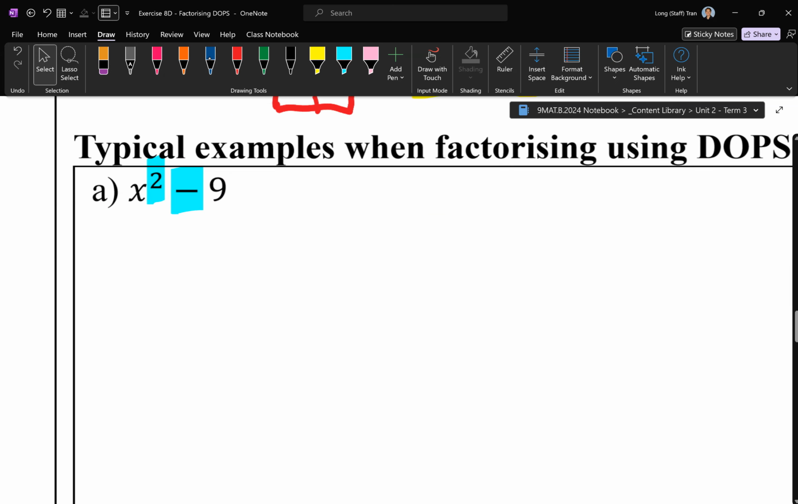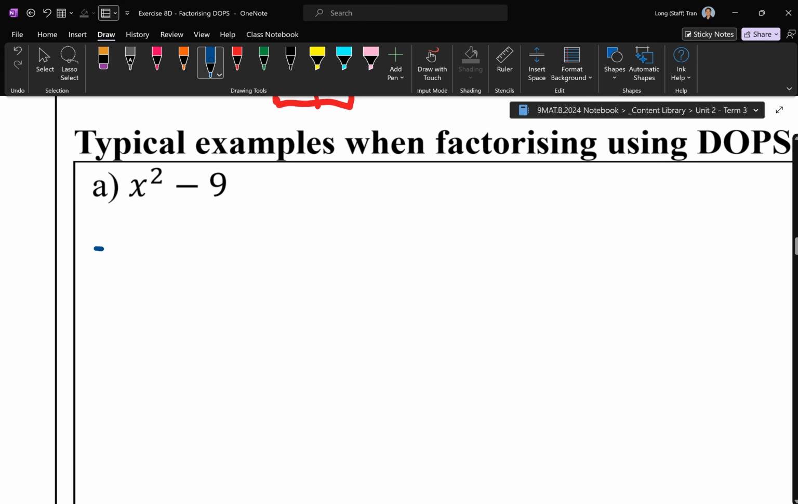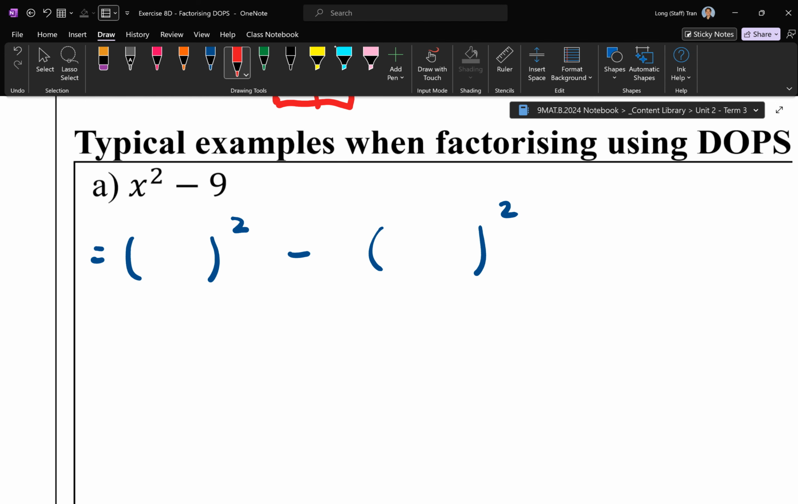Here's the first one. You need to rewrite this and copy this down. I want you to copy the layout: something squared minus something squared. Okay, there's always this intermediate step to help you visualize what's happening. So the question is, square of what in this box here gives you the first term, which is x squared? What would I square? Square of what will give you x squared? Yeah. The square of x will give you the first term, which is x squared.